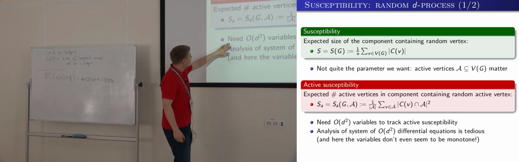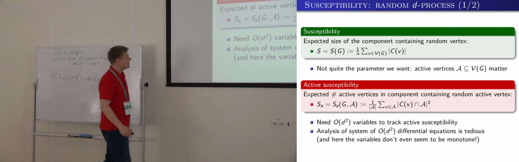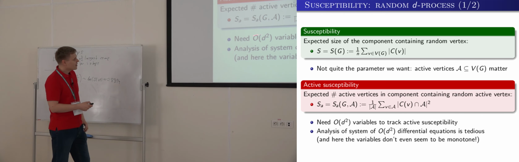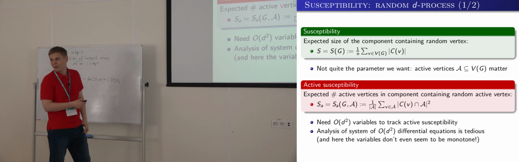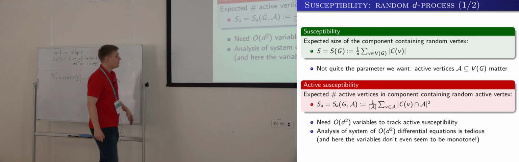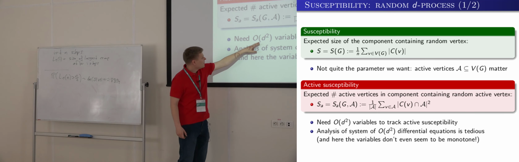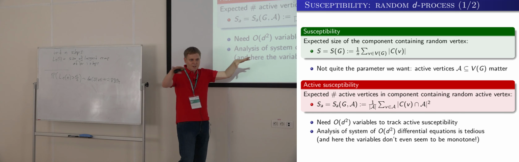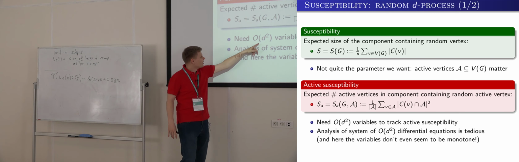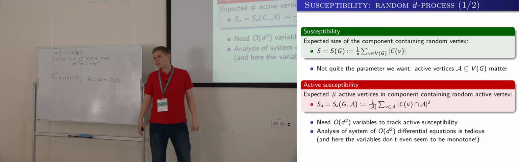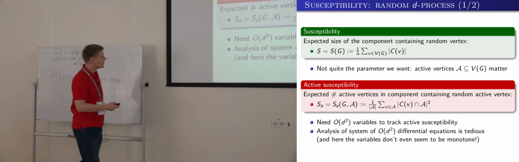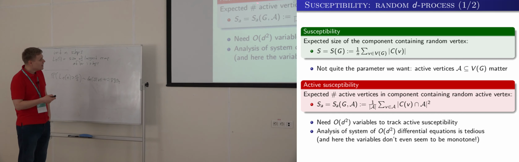It turns out that you can track this thing, but you need to track order d squared many variables just to recover this one variable you're interested in. And if you don't look at, say, the d-process, but you allow for different degrees, then this goes up to d to the 4 variables. So now we have this susceptibility, and we can track it using order d squared variables.